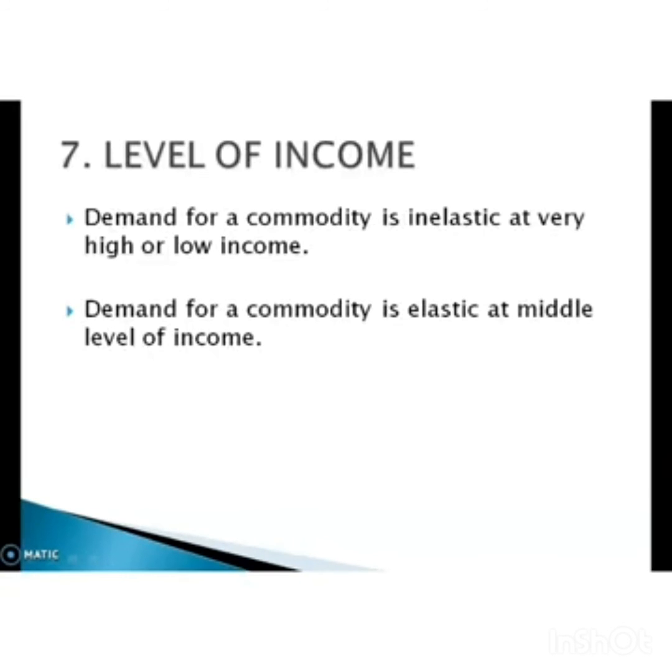The seventh factor is level of income. Demand for a commodity is inelastic at very high or very low income. Rich people do not bother about prices, and poor people are already buying the minimum. So that's why the demand for a commodity is inelastic at very high or very low income. But in the case of a middle level of income, demand for the commodity is elastic.